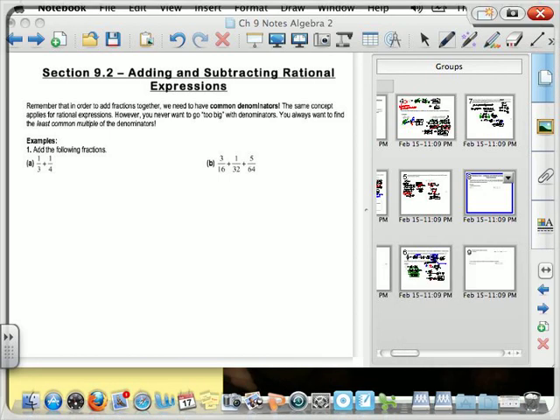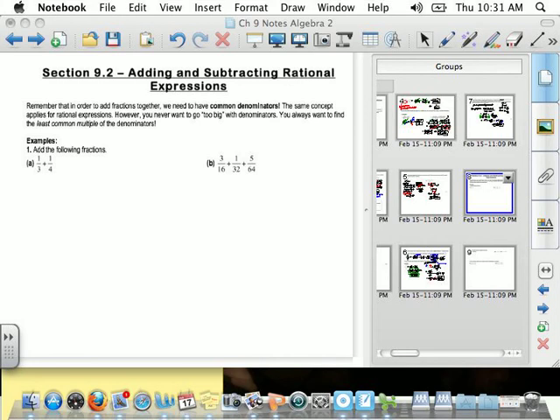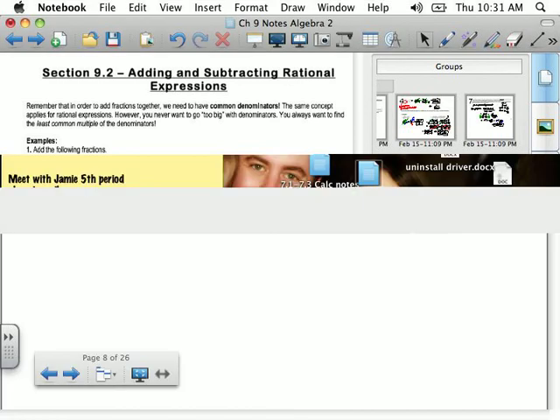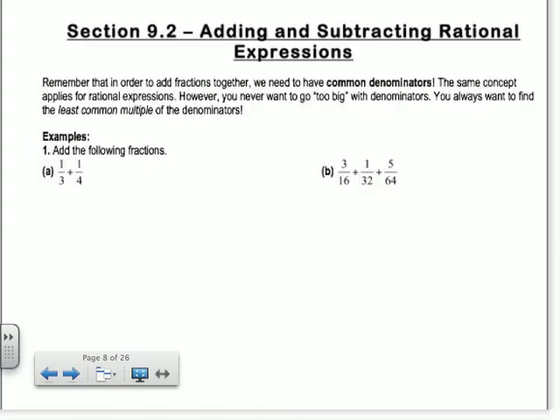All right, so 9.2 is on adding and subtracting rational expressions. It's really similar to what we did in 9.1, which was multiplying and dividing. So we're going to go a step further. We're going to get common denominators. All right, so number 1, it says add the following fractions.